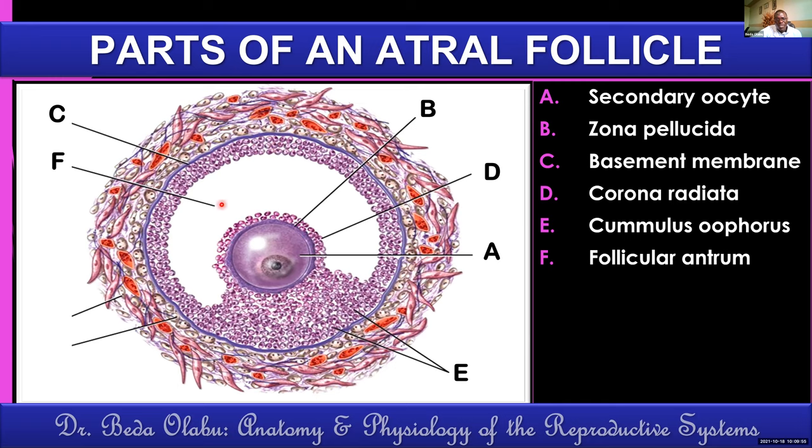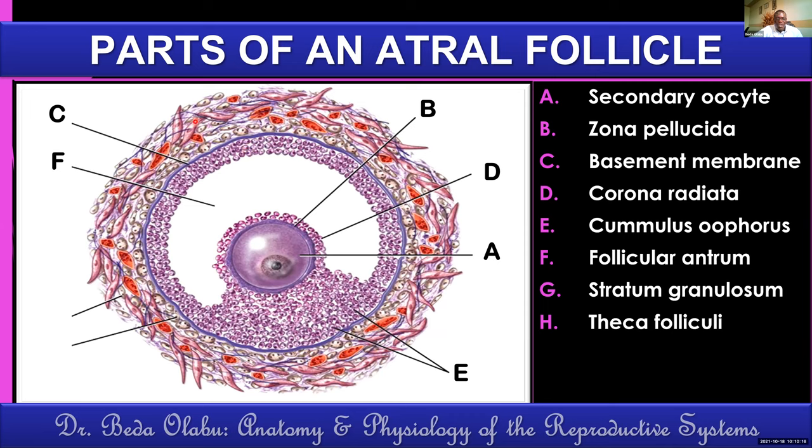Of course, this is the follicular antrum. That is the cavity filled with fluid. That's the follicular antrum. And the cells of the antrum continue to increase as the follicle matures. So this is the stratum granulosum.